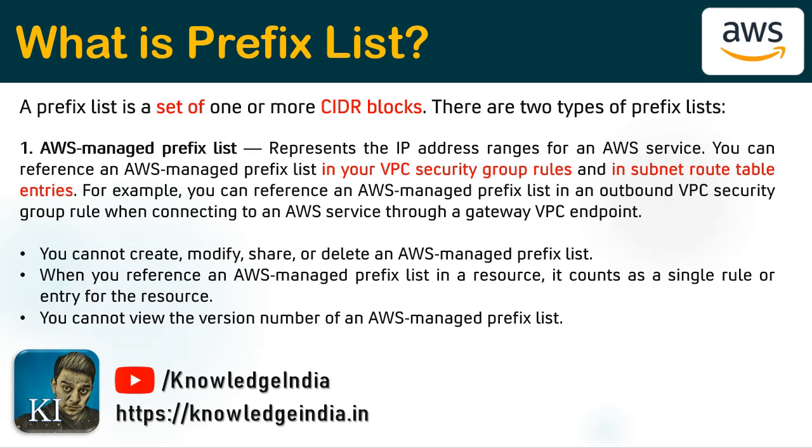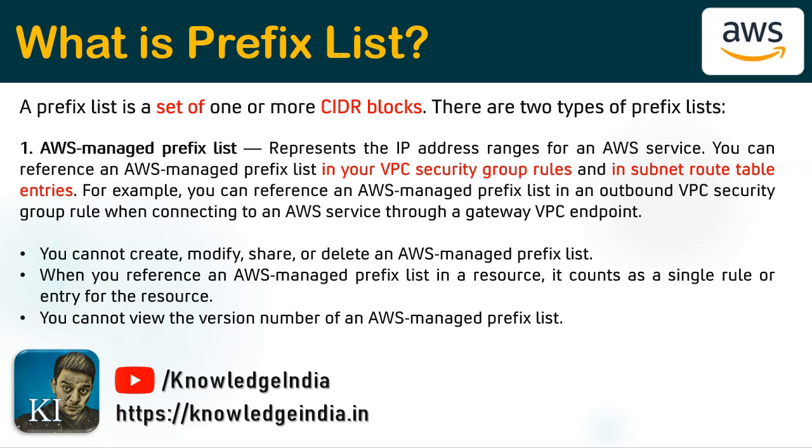Where can you use or where can you refer these prefix lists? Two places. You can either refer it in your VPC security group rules or in the subnet route table entries. Please remember, I'm calling it subnet route table entries. You cannot use the prefix list in the gateway route table entries. Remember that. So when I say gateway route table entries, those are transit gateway, right? So in the transit gateway route table, you won't be able to use prefix list.